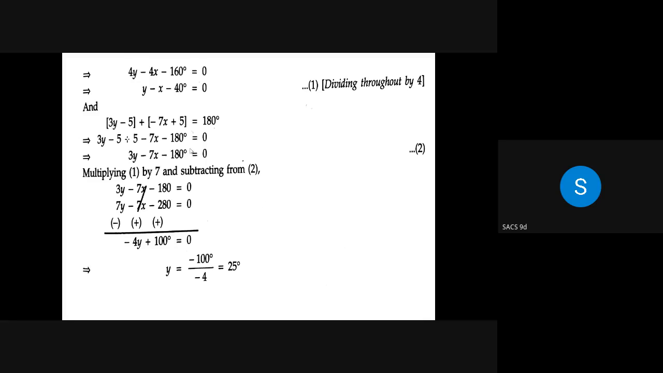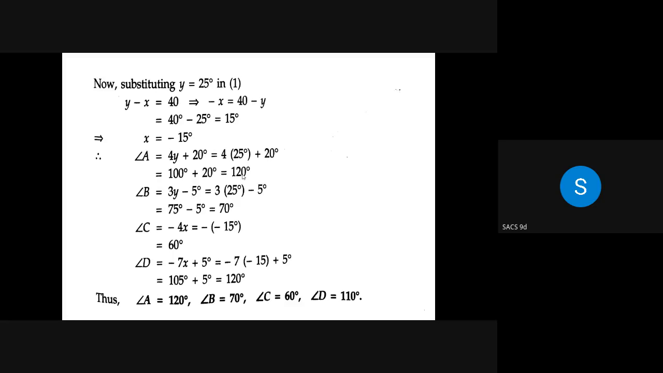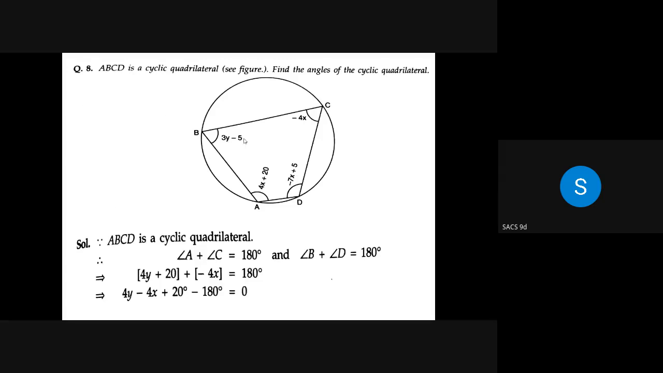So the final answer will be, you have to find all the angles after that. Here I have used elimination, first obtained y, and then you will substitute it in any one of the equations and obtain x. And then after finding x and y, you have to further see the figure.